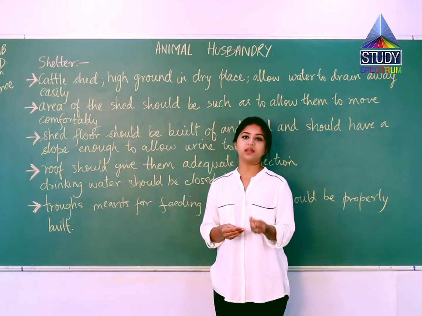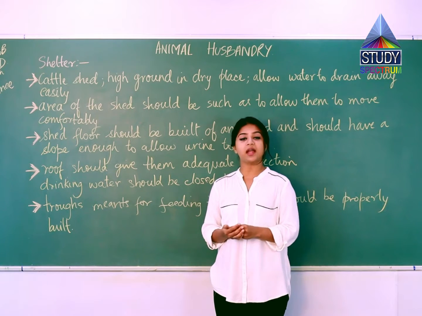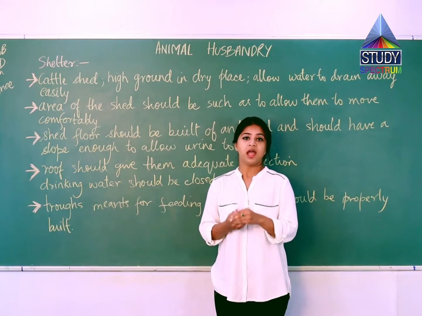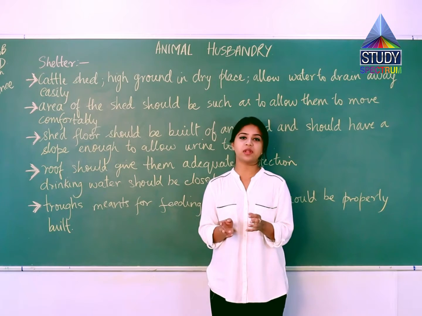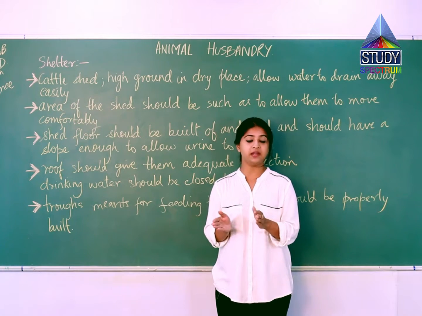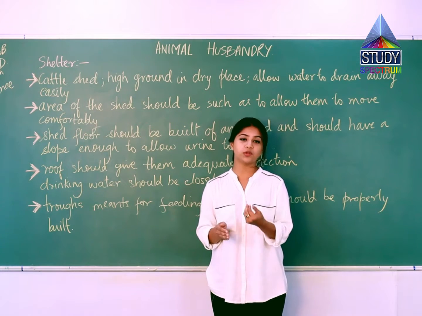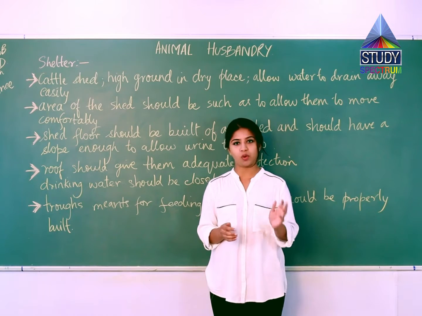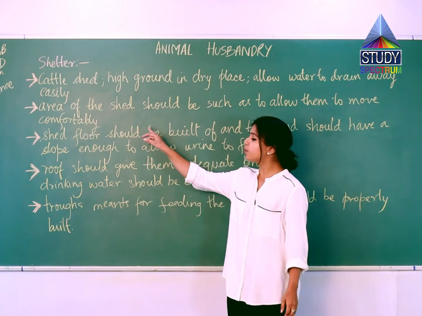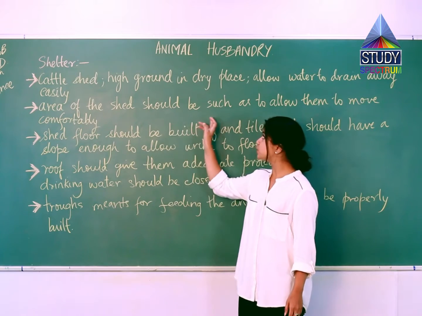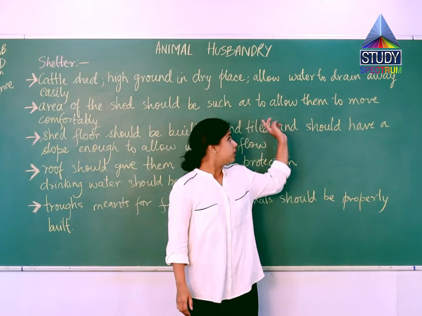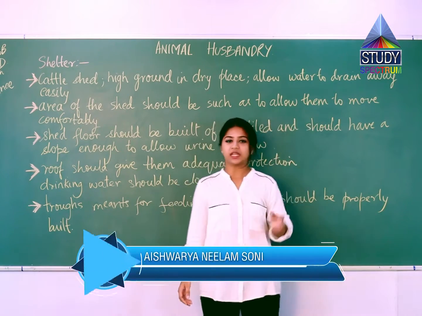To avoid that, these sheds should be maintained at a high floor, at a high level, and they should be designed in a way so that the water that is trapped inside, or the water that we pour during a rainy day, could easily flow off from the shed. The second point is, the area of the shed should be such that the animals are allowed to move freely.